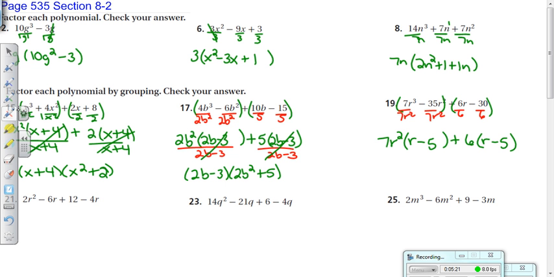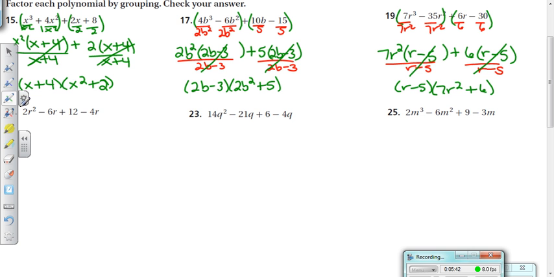But what I notice is they have an r minus 5 in common. So I can divide out that r minus 5. So that's my greatest common factor. Those can cancel out, and that will leave me with 7r squared plus 6. And there are no common factors on either one of those.